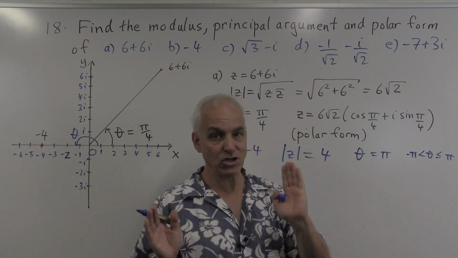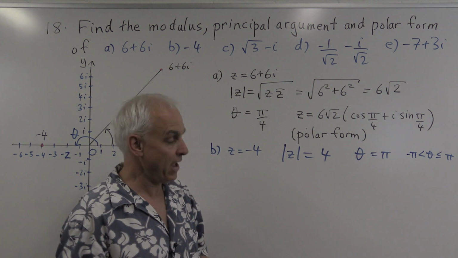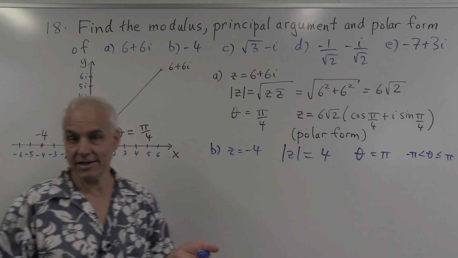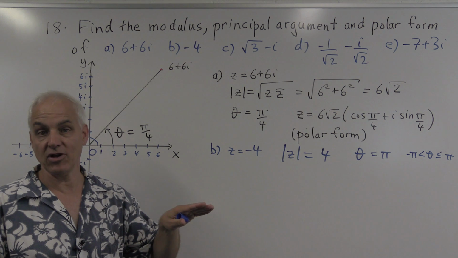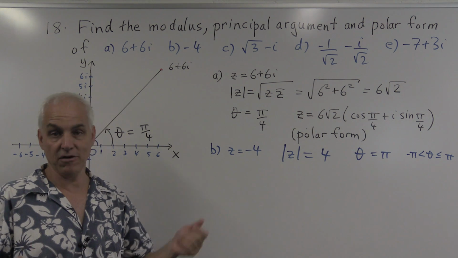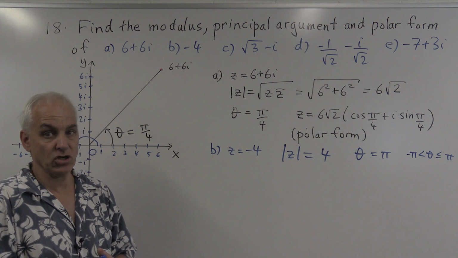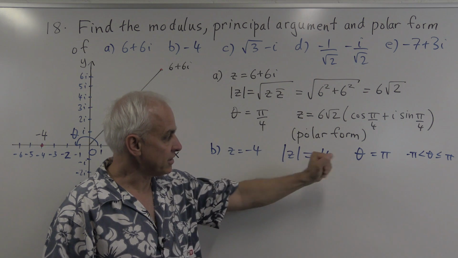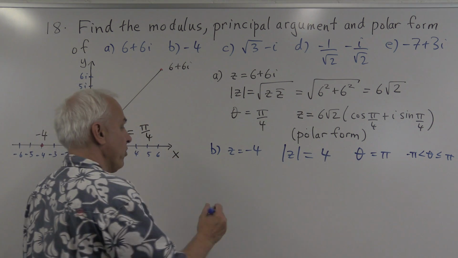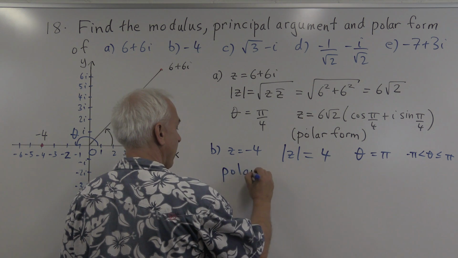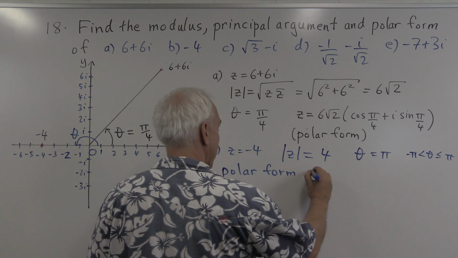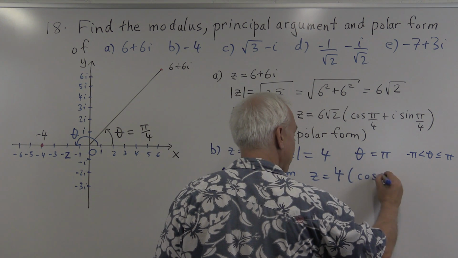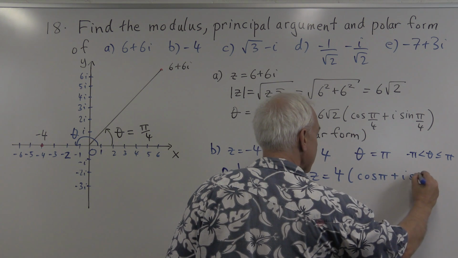That's purely a convention that we're using here at UNSW and at other universities. There may be other conventions. In fact, often the angle is taken to be between 0 and 2 pi. That's also another very convenient and common convention. All right, so there's the modulus, there's the principal argument, and the polar form will be, well, z equals 4 times cosine of pi plus i sine of pi.